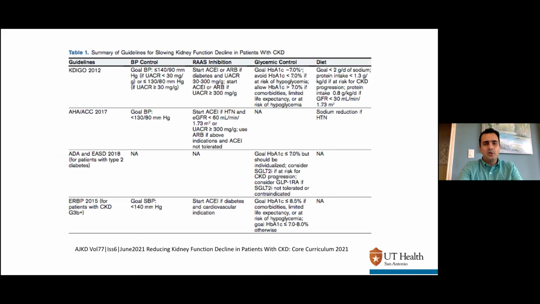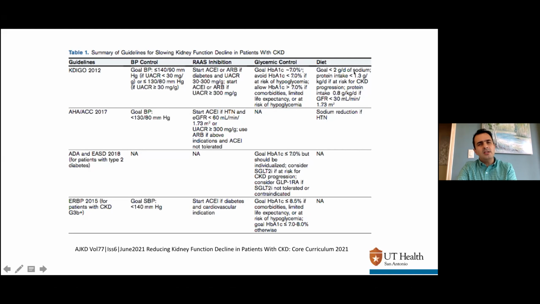So how do we slow the progression? There are a lot of guidelines, and we follow the KDIGO guideline. Blood pressure control, as I said, there's some debate about the goal of blood pressure, with or without proteinuria. But in general, less than 130/80 is acceptable. Then use of RAS inhibition and glycemic control. And of course, diet is important, especially sodium restriction, less than 2 grams. It helps the ACE inhibitor in slowing the progression, with better blood pressure control as well.